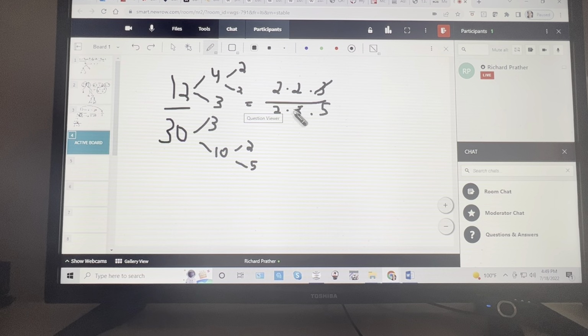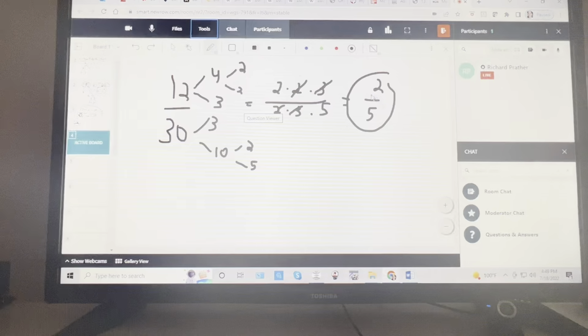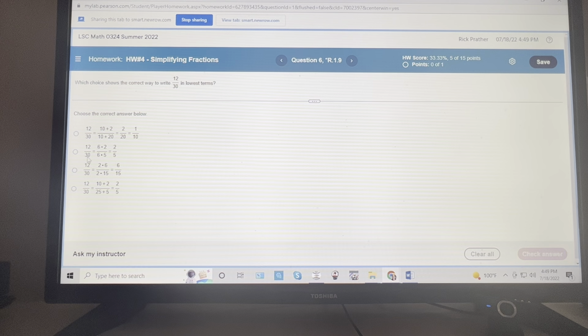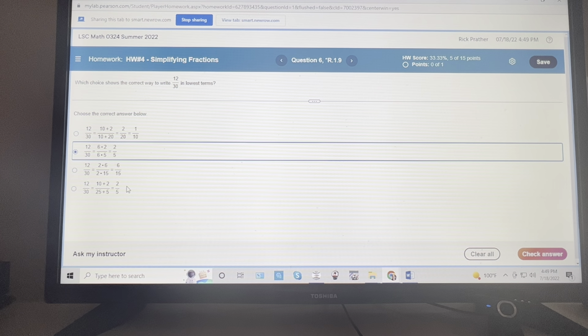This 3 can cancel that 3. This 2 can cancel either one of the top 2s, it doesn't matter which one. So I'm only left with 2 and 5, 2 fifths. So the fraction 12 over 30 reduces to 2 over 5. Which is choice B. Oh no, maybe it's, yeah, it's B. Because it wouldn't be through addition. You don't do it through addition. You want to do it through multiplication. Just like the first four problems.